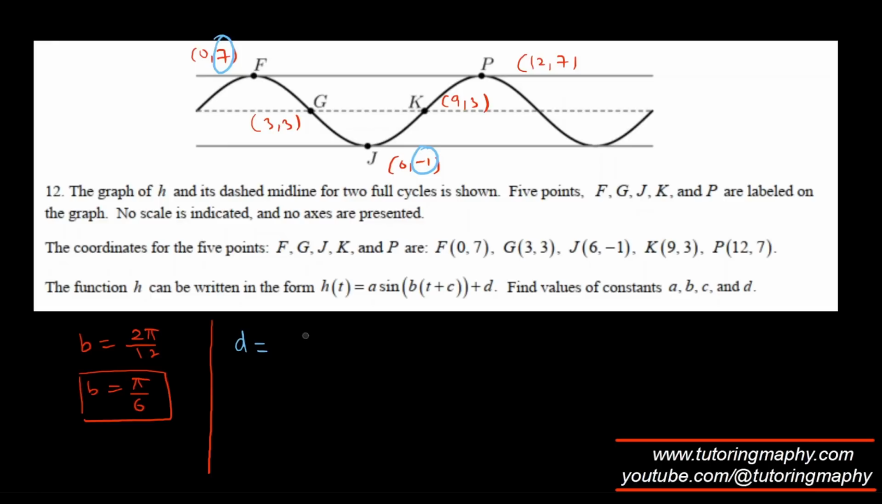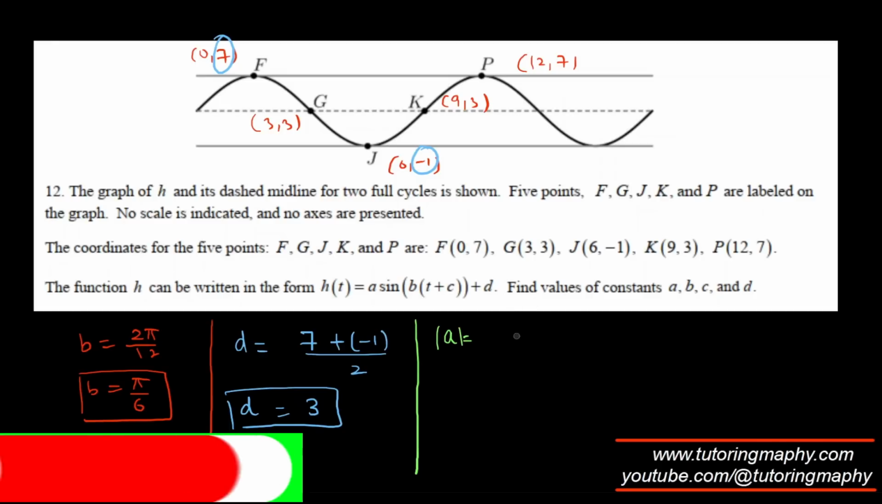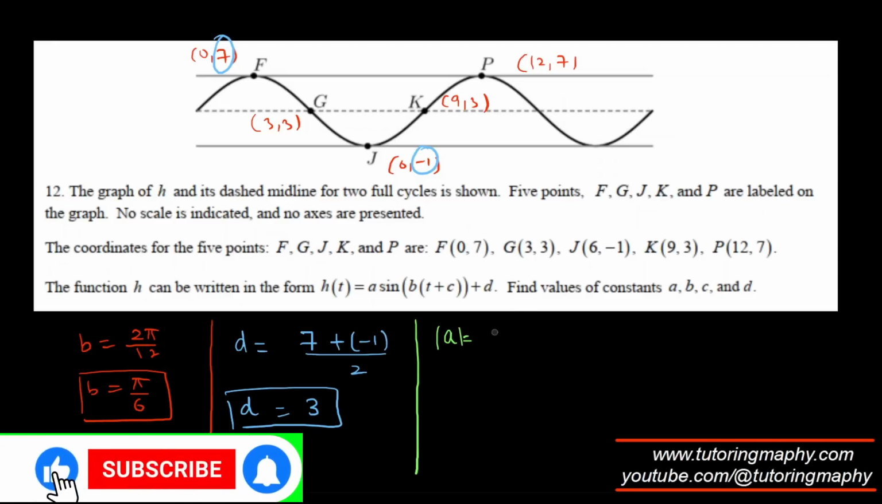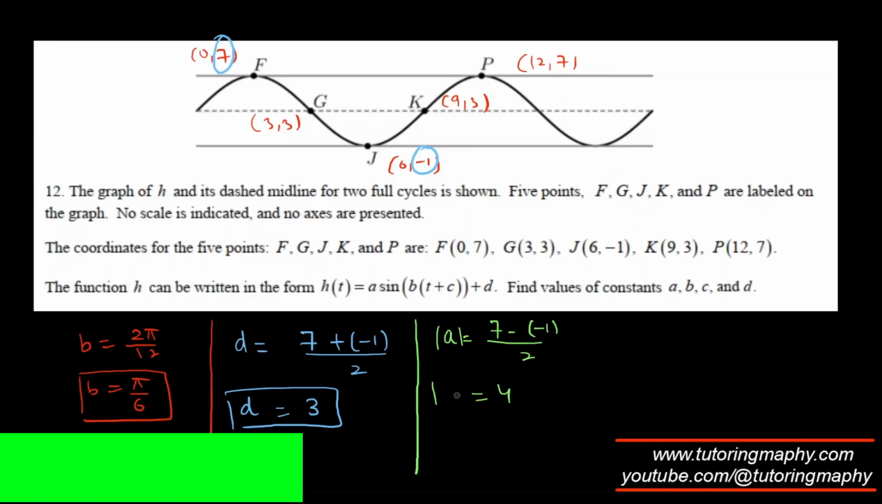D will be maximum plus minimum over 2. Maximum is 7, minimum is negative 1, over 2, which is 3, right? 6 over 2 is 3. So unfortunately, no, this is not really starting from 3. So C is not 0. So let's box this up and keep it aside. What will be the value of amplitude? The amplitude, the absolute value of A, is going to be maximum plus minimum divided by 2. Sorry, maximum minus minimum divided by 2. So maximum minus minimum divided by 2 is 4. So absolute value of A is 4.